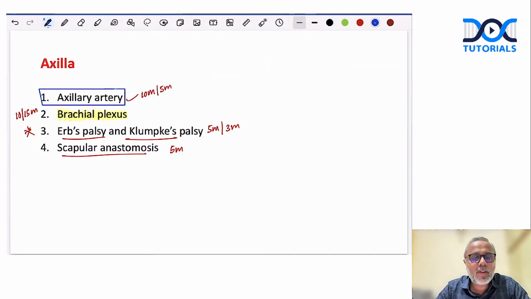So in the chapter of axilla: brachial plexus, long essay; Erb's palsy and Klumpke's palsy, the anatomical basis behind the clinical features are very important 5 marker questions. Done?